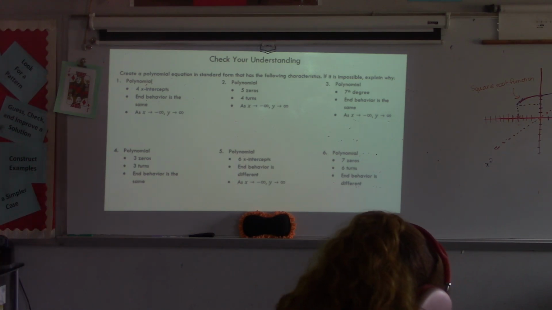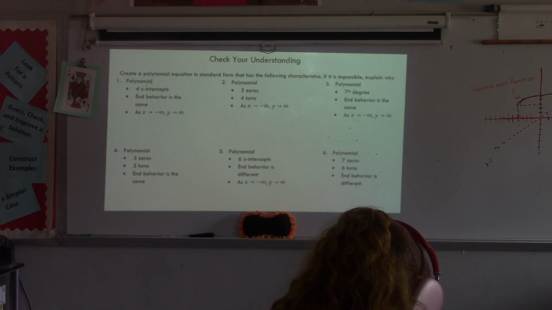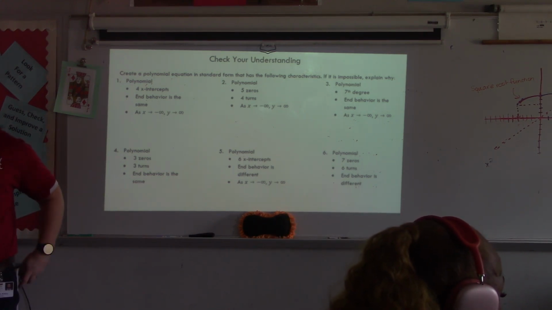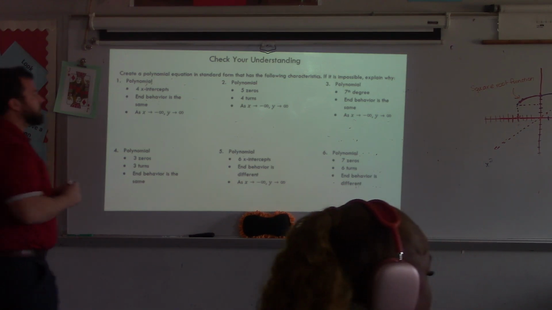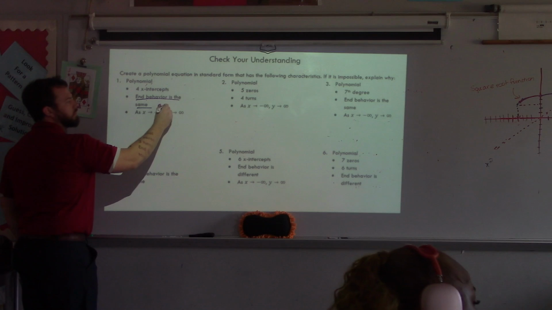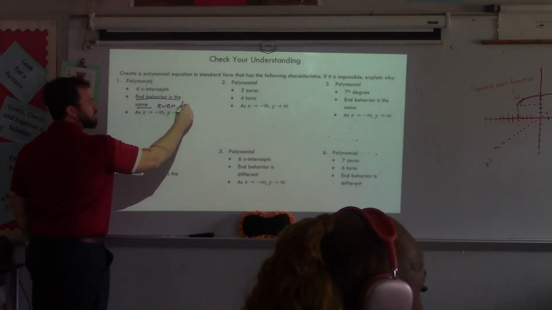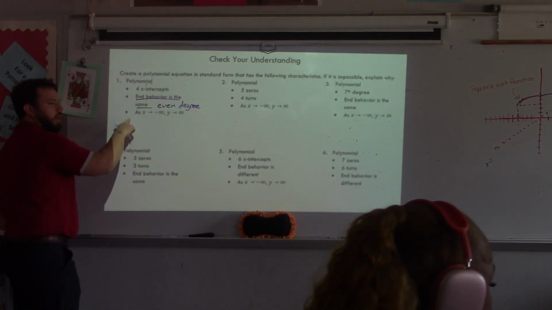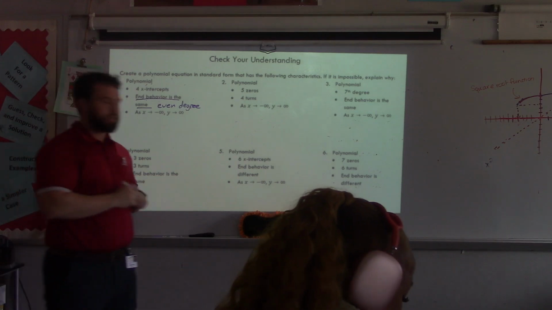Well, one has to have a double root. Not necessarily. One can have a double root and then two linear. The degree is five. It could be a triple root. First off, what does the end behavior being the same tell us? It's an even degree. So it could be six. We'll finish this up after lunch.